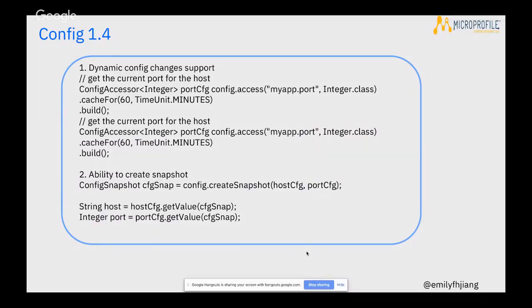The other spec, MicroProfile Config, is also making good changes. We want to improve the way to cope with dynamic config changes. So we introduce a config accessor, which is a kind of proxy wrapped around the value. You can do config.access if you want to work out myapp.port, which is an integer, and then you can say cache for 60 minutes, and then build up your config accessor. Similarly, you can do myapp.port, and then cache for 60 milliseconds. I'm sorry, I missed the equals there, portConfig. This is the previous, okay, portConfig.